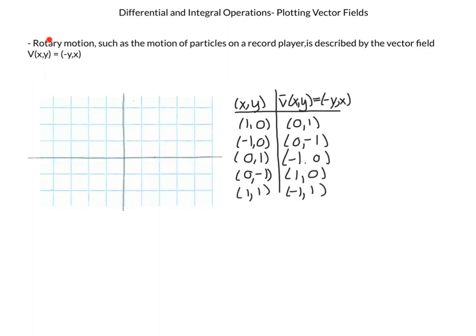The example I will do is of rotary motion, such as the motion of particles on a record player, and it's described by the vector field v of (x, y) equals (-y, x). And here I have some of the points where I plug (x, y) into v of (x, y), and I chose small points, (1, 0), (-1, 0), (0, 1), (0, -1), (1, 1), just to start. What v does, to get its x-coordinate, it takes the y-coordinate and puts a negative, and then to get the y-coordinate, it just brings over x. So here, to get the x-coordinate, we just take the y-coordinate, make it negative, but it's 0, so it just stays 0, and then we bring over the x.